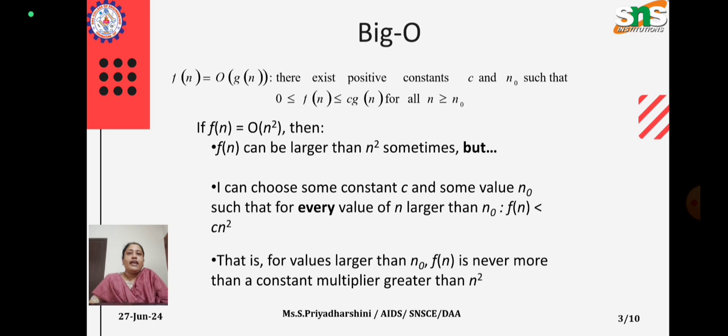That is, if f of n is equal to order of n squared, then f of n can be larger than n squared, but I can choose some constant c and some value n naught such that for every value of n larger than n naught, f of n is always less than c n square. That is, for values larger than n naught, f of n is never more than a constant multiplier greater than n square. So this is the definition of big O.